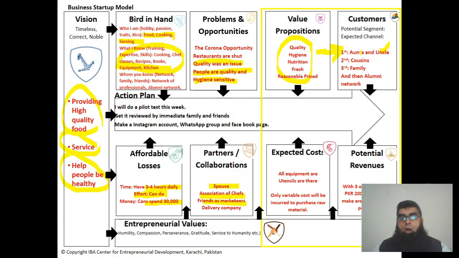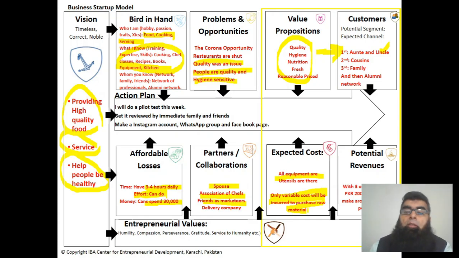So when she looked at the cost, she was able to find out the equipment is already there, utensils are already there. The only cost is the variable cost for the ingredients and gas and the basic cooking material, which she will be purchasing only in case of an order.